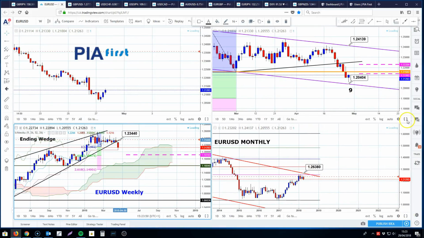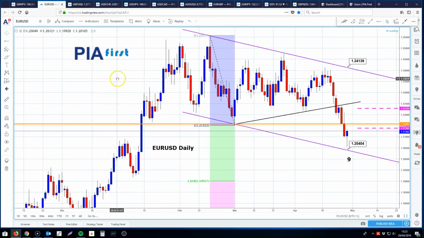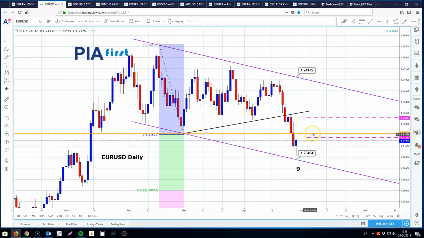Going to the last time frame, which is the daily chart. Here we actually saw a bounce on Friday. DeMark posted a 9 count. Now 9 counts normally highlight that you get a correction to the upside within 4 candles, and we've seen that correction already on Friday.